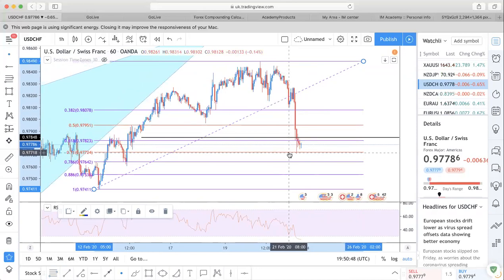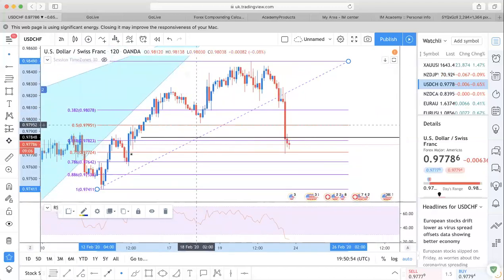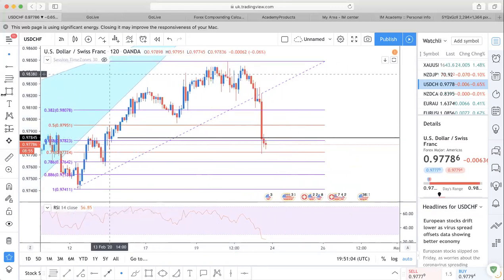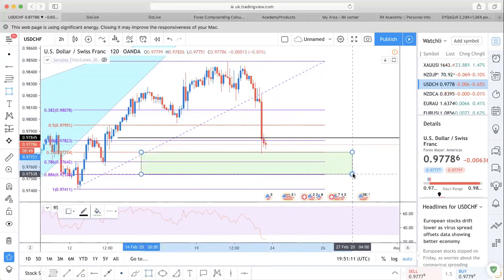Let's change the time zone. This is a different trading strategy. At this point, I'm expecting price to buy up. I'm expecting price to move buy up completely. This would be my zone marked up. This is a different strategy.